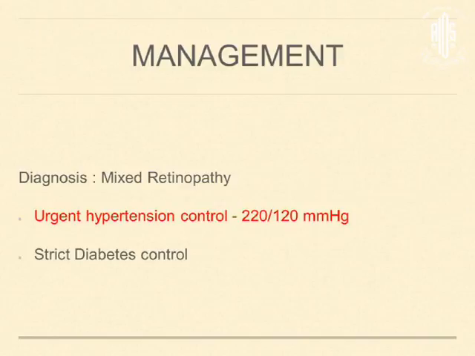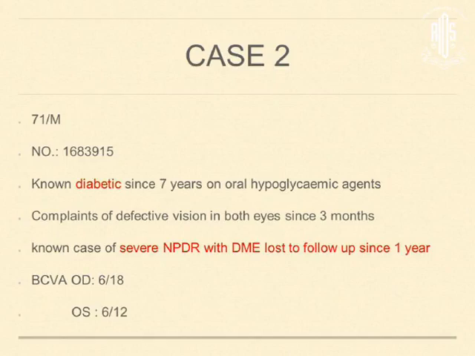All the systemic parameters here, only catch was this, 220 by 120, accelerated hypertension. So this is the most important thing in serous macular detachment. Control, send the patient for control. Later start the intraocular treatment, whether it be intravitreal injections or laser or whatever. First, the control of hypertension.